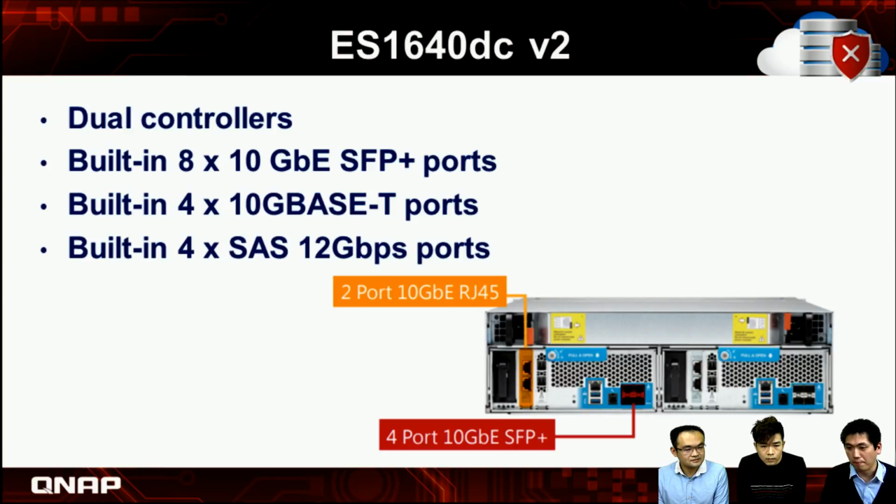As you can see, in the back of the ES1640DC-V2, there are dual controllers in the single chassis. And for each controller, we have the 4-port SFP+ interface and 2-port 10GBASE-T interface. All these interfaces are 10G rated, so you don't need an additional add-on card to have the 10G environment. And for each controller, we have the dual-port SAS interface. So totally, you will find that we have an 8-port SFP+ 10G interface, 4-port 10GBASE-T interface, and the 4-port SAS interface to expand your storage system.